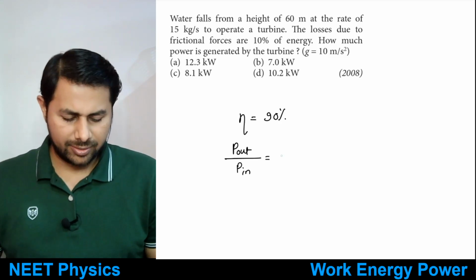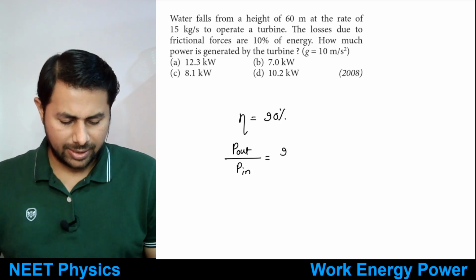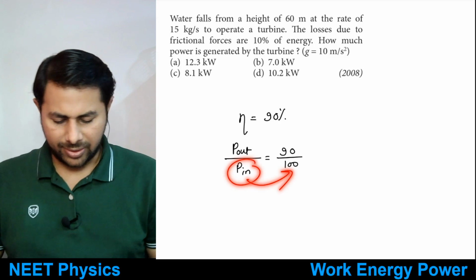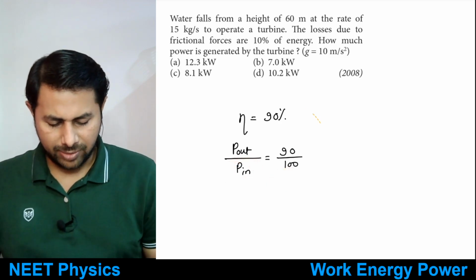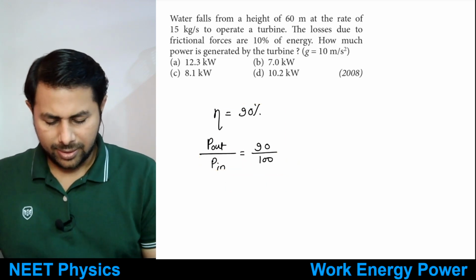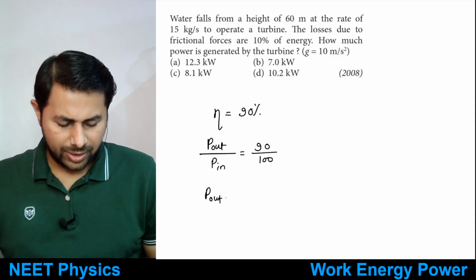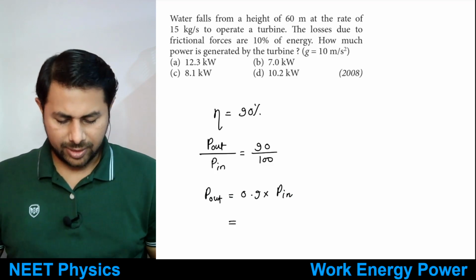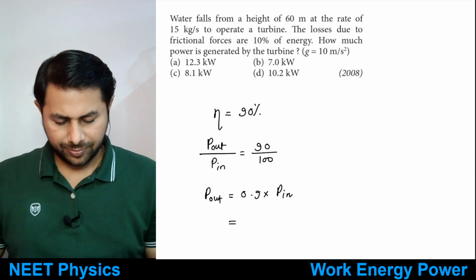90 by 100, that is 0.9, right? So move P in to the other side, so you get how much power is generated. P out is just equal to 90 by 100, meaning 0.9 of P in. And what is P in? How much is the power delivered?